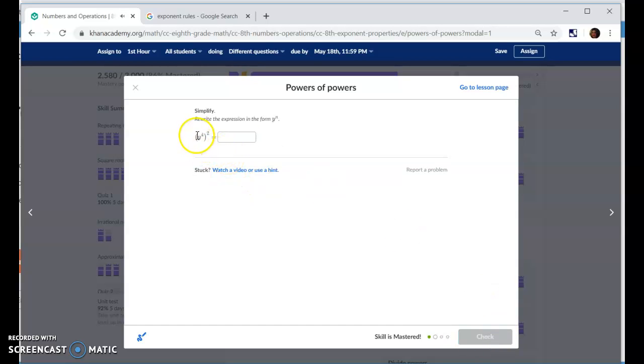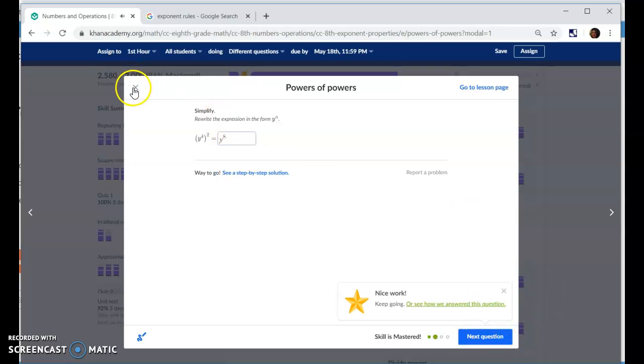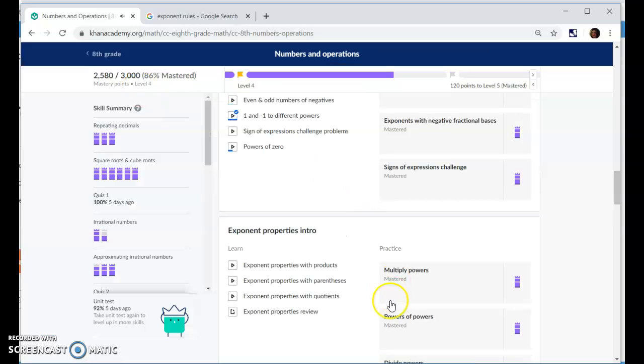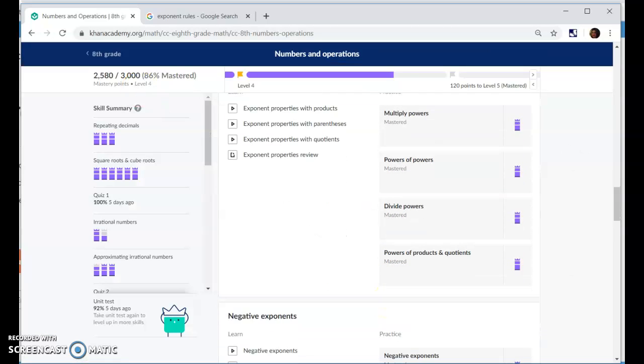So same thing here. It's in parentheses, so instead of adding the exponents, we're taking it to that power. So this would be y, and then 4 times 2. What's 4 times 2? Okay, that would be 8. Okay, I'm going to exit out of this one and move on to the next one here. Divide powers.